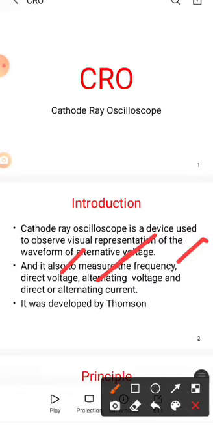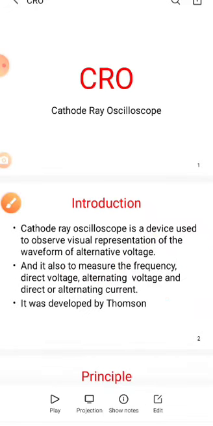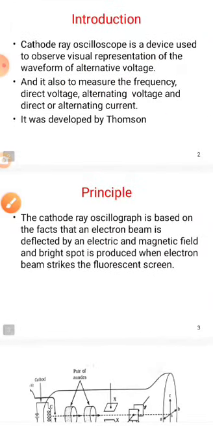This CRO was developed by J. J. Thomson. What is the principle of this CRO?